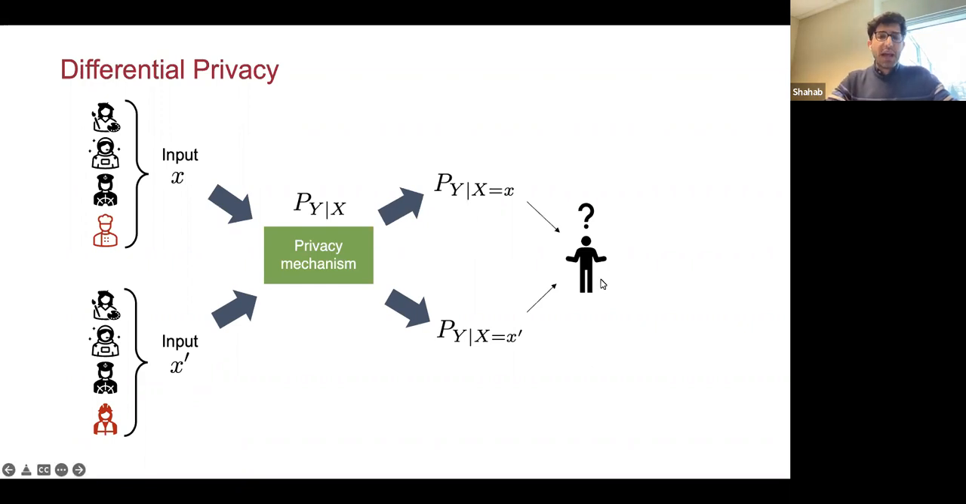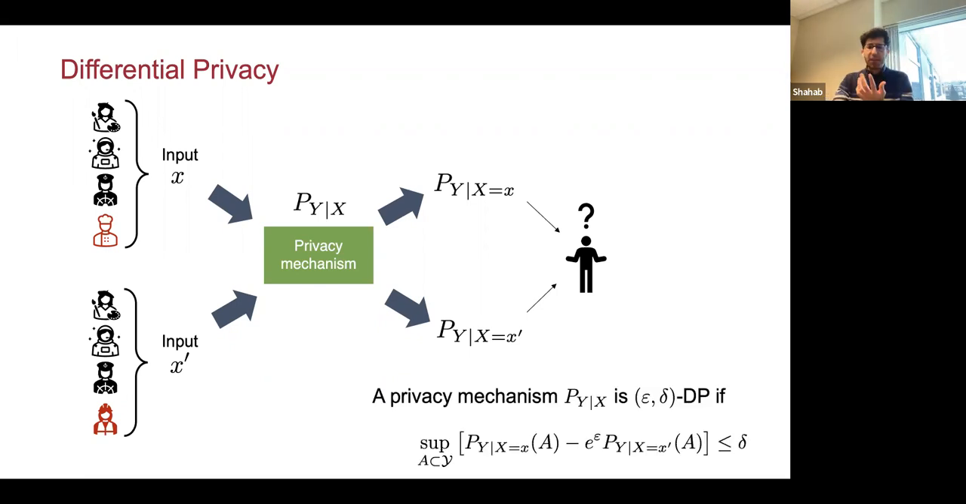Why? Because if the adversary observes the output of this mechanism, and the distributions are close, then the adversary cannot really distinguish this distribution from that distribution. And hence, the adversary cannot tell this data set apart from the other data set. So in that case, this individual has plausible deniability. That means this individual can always deny that he was part of this data set. But in order to make this intuition more formal, we have to have a measure of distance between distributions.